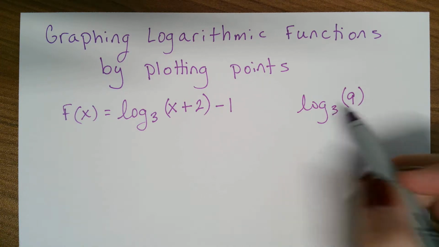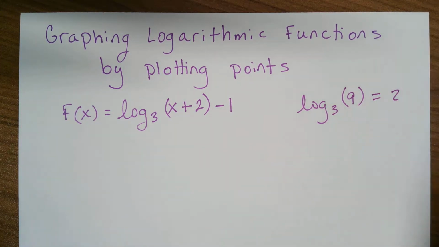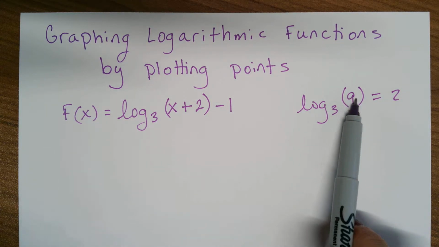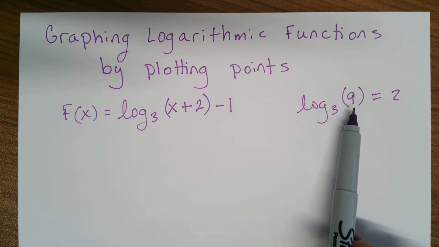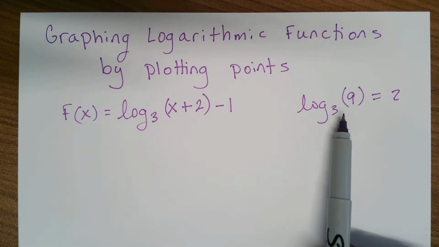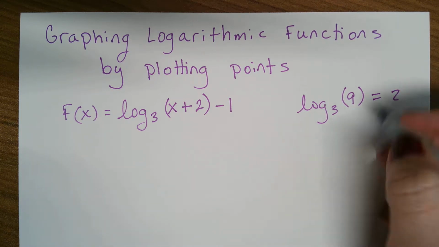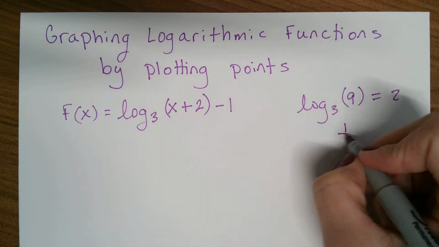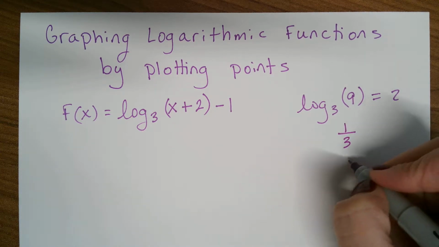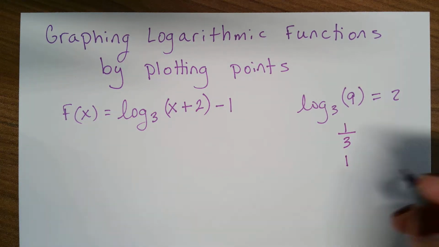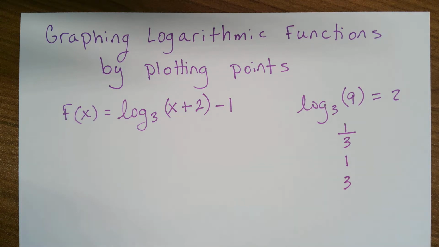So in this case, 3 to the second power would give me 9, so my answer would be 2. From this, what we can take away is that whatever's inside the parentheses, in order to evaluate this without using a calculator, has to be a power of my base. So what are the powers of our base 3? 3 to the -1 power is going to give me a third. 3 to the 0 power is going to give me 1. 3 to the first power would give me 3. 3 to the second power would give me, like we said, 9. So this will give me 4 values, so that might be enough.